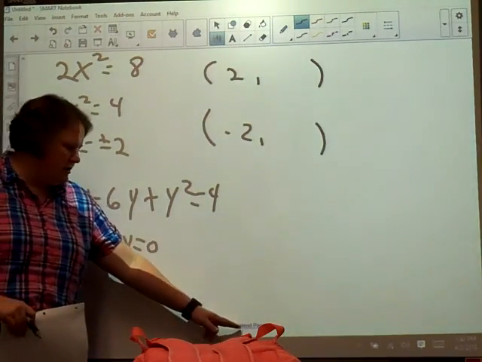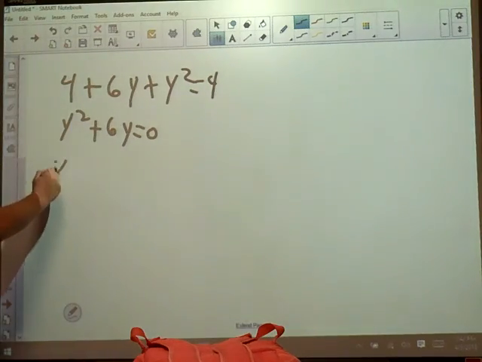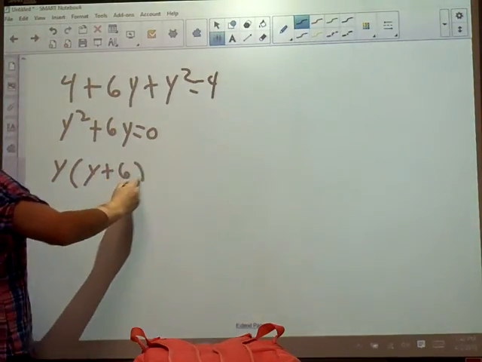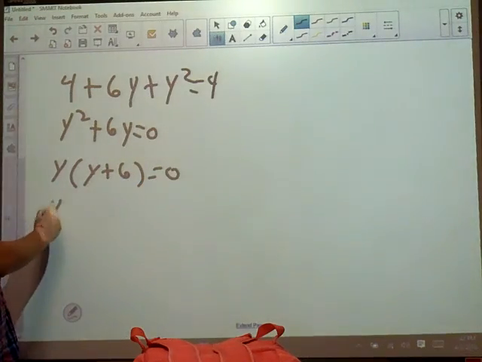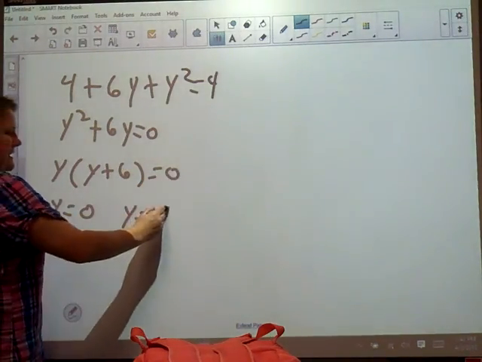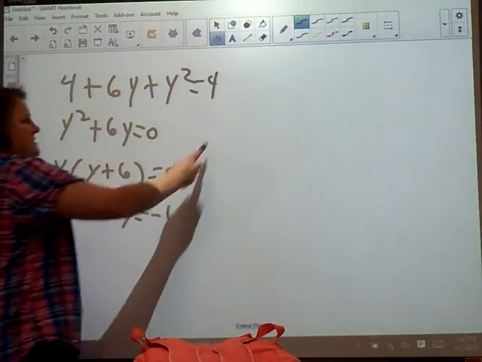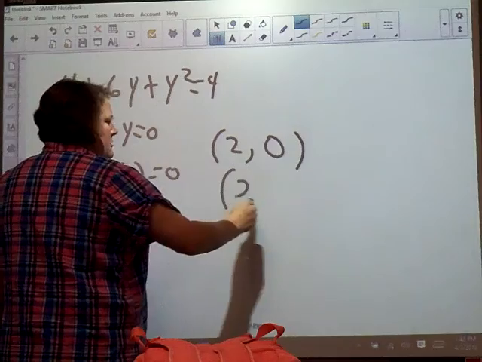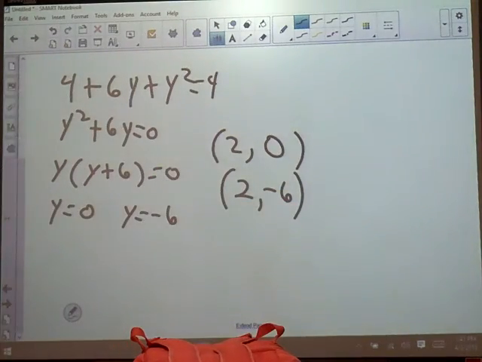Now, you could do the quadratic formula on that, but I would take a y out. Then you set both of those equal to 0: y equals 0, y plus 6 equals 0. So when x was 2, y could be 0 or -6. Does that find us a choice yet? D does not have y 0. B, yes.